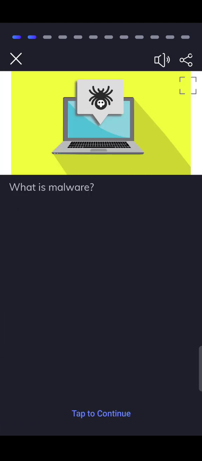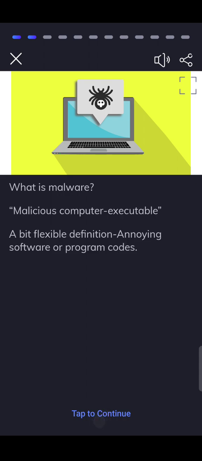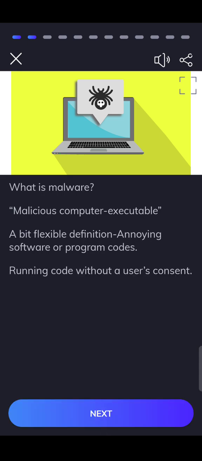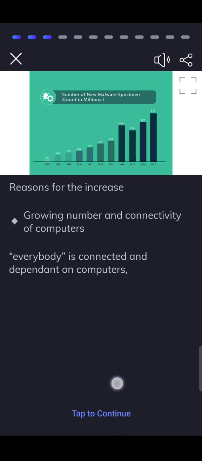What is malware? Malicious computer executable. A bit flexible definition: annoying software or program codes. Running code without a user's consent. Reasons for the increase: growing number and connectivity of computers. Everybody is connected and dependent on computers.